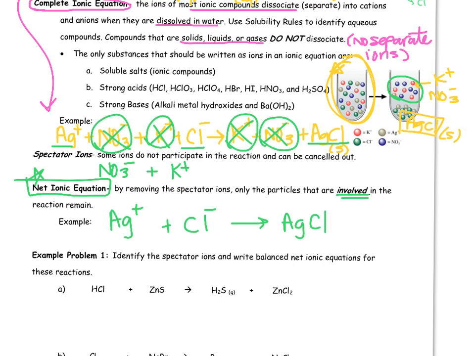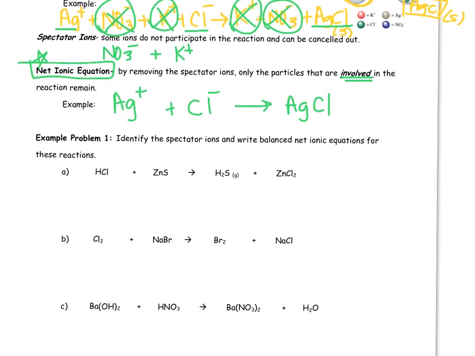So a net ionic is really important because it helps us narrow down, and we can ignore the other stuff. It doesn't mean that the other stuff isn't there, but we know that it's not really changing anything. It's going to be the same at the beginning and the same at the end. Okay? So let me do another example for you.